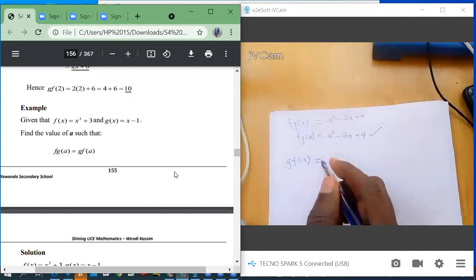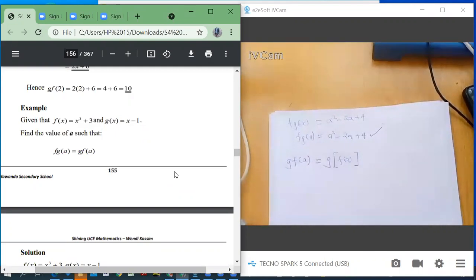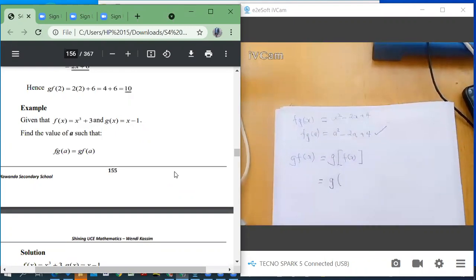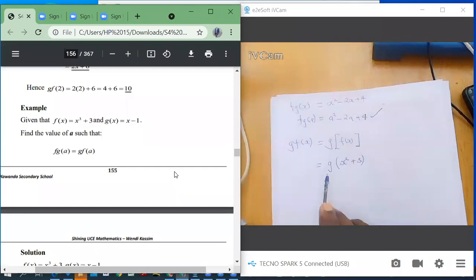If you work out that, we shall get g into f of x, which will now become g into what is f of x? What was our f of x, members? X squared plus 3. I said you change, not x cubed. Let it be x squared now. So we get g into x squared plus 3, right?